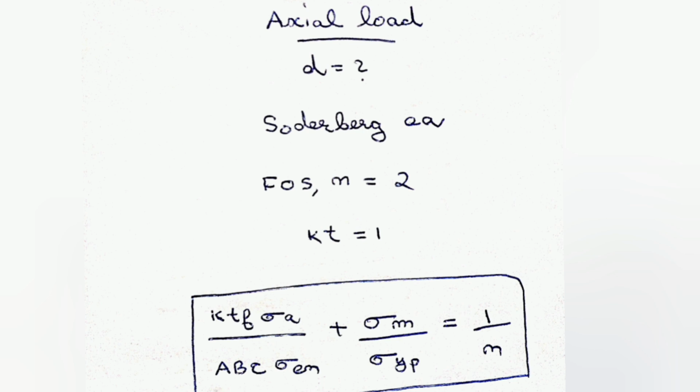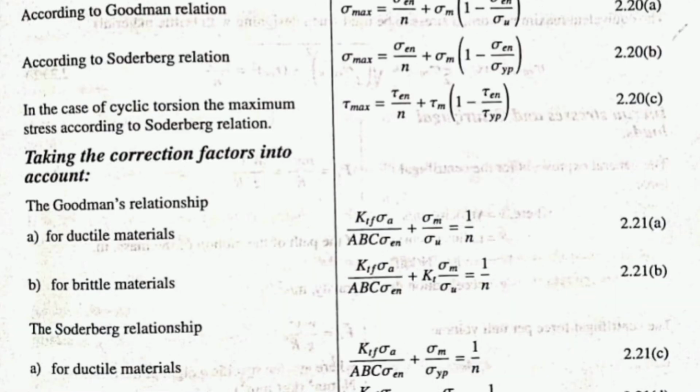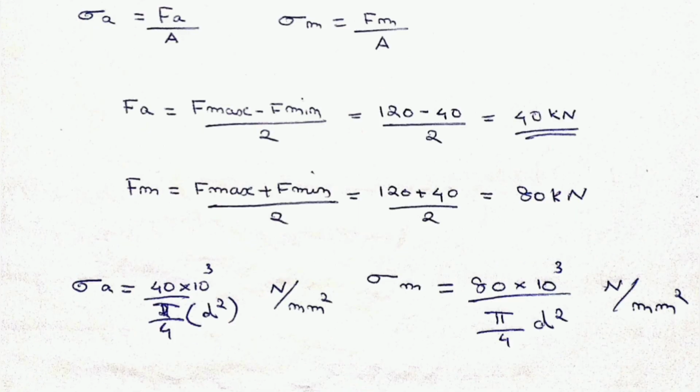The Soderberg equation is KTF sigma A divided by ABC sigma endurance plus sigma M by sigma YP is equal to 1 by N. We don't need to learn this equation by heart. It is available in the data book, page number 25. In the question it says that a steel rod, therefore for ductile material, equation 2.21a. We know the equation for sigma A and sigma M.